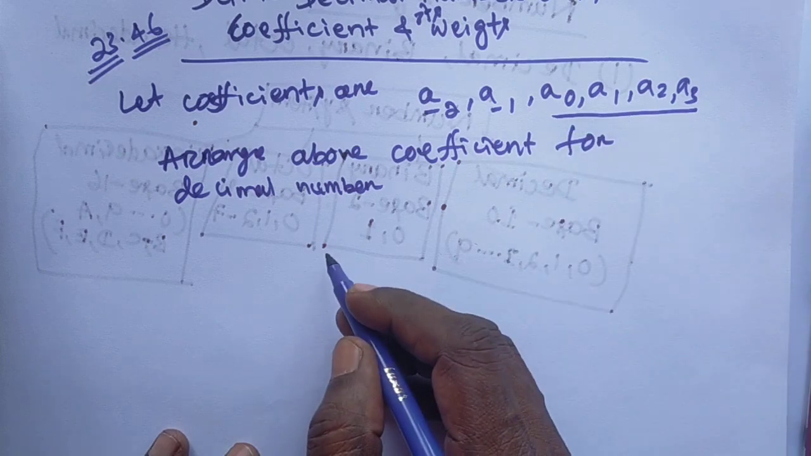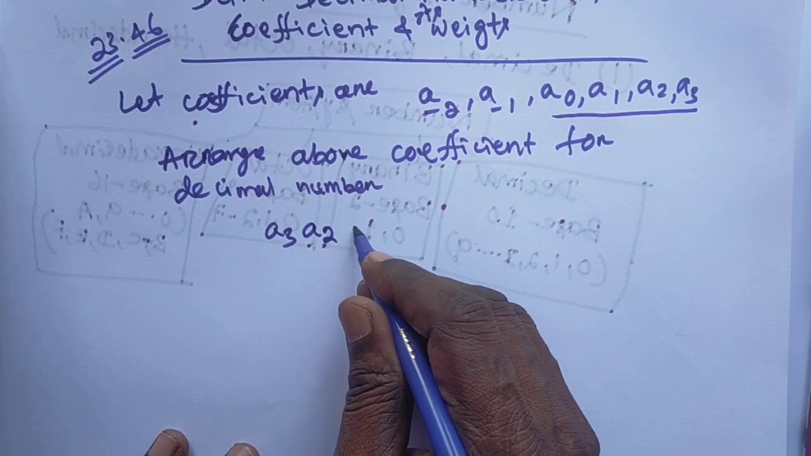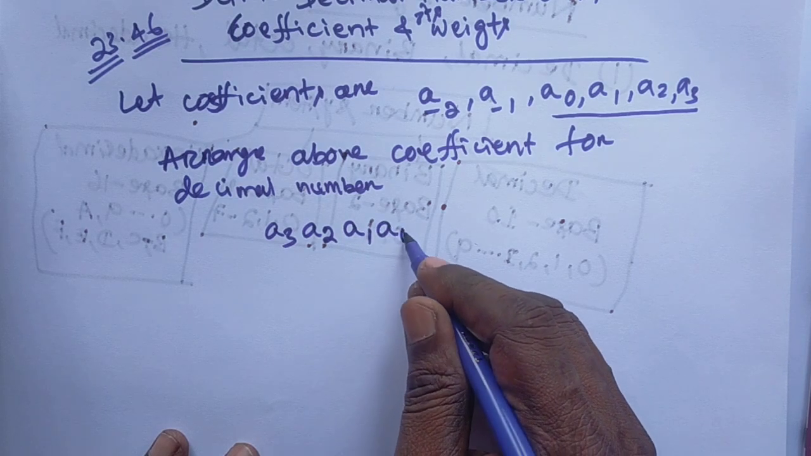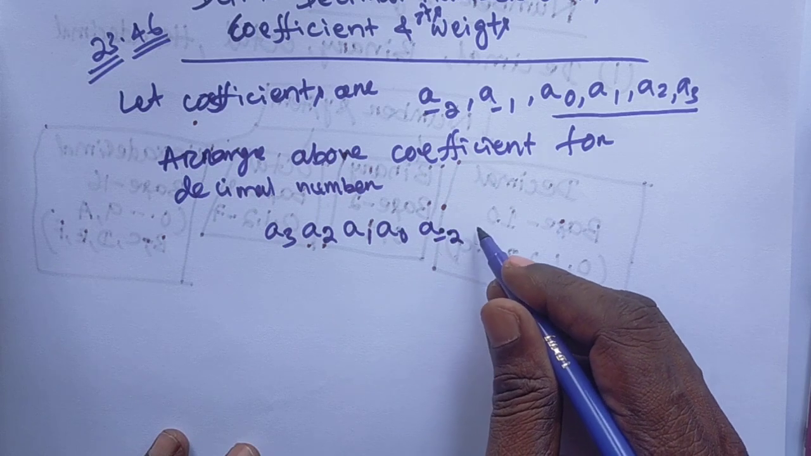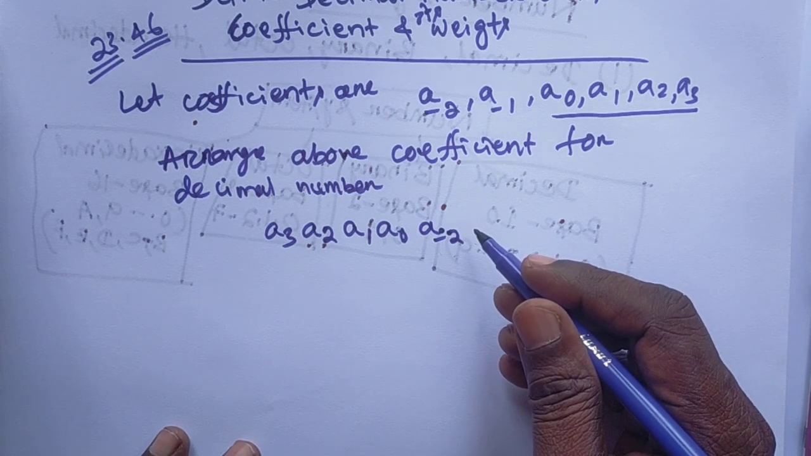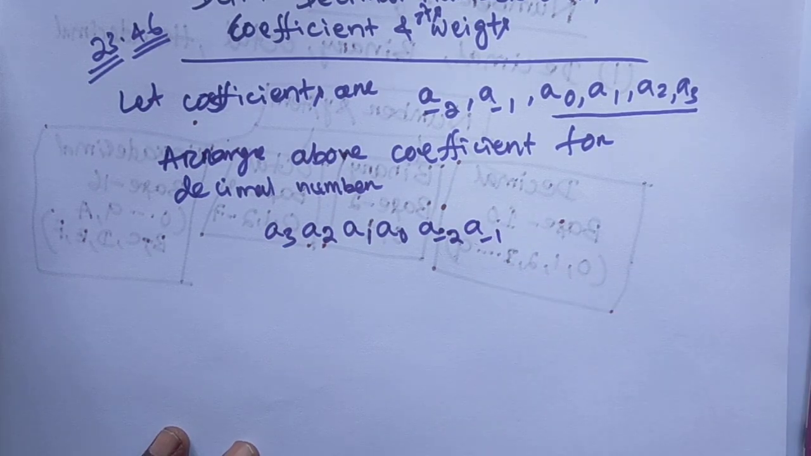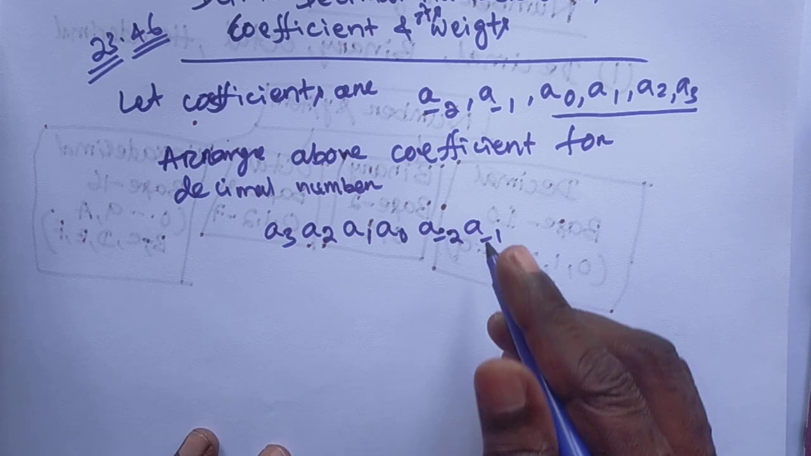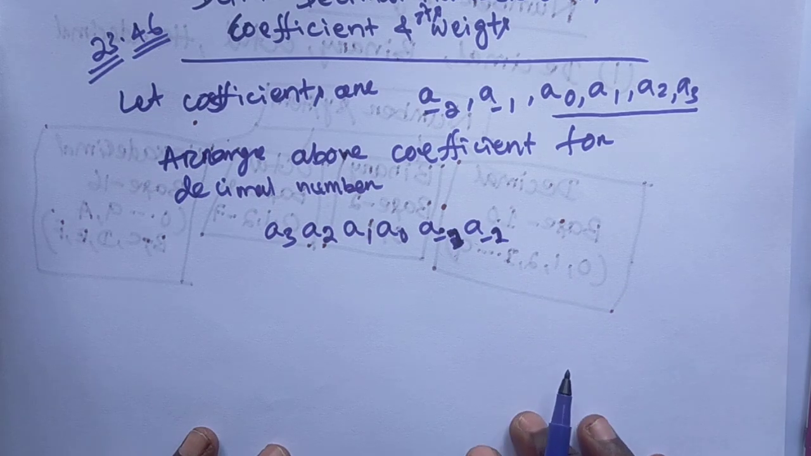Suppose these are the coefficients given like this, we can write a3, a2, a1, a0. Next here is a minus 2, a minus 1. Like this you have to arrange the coefficients for a given number. Or in the reverse case, here a minus 1, a minus 2, like this we can arrange. So these are the arrangements of the coefficients.